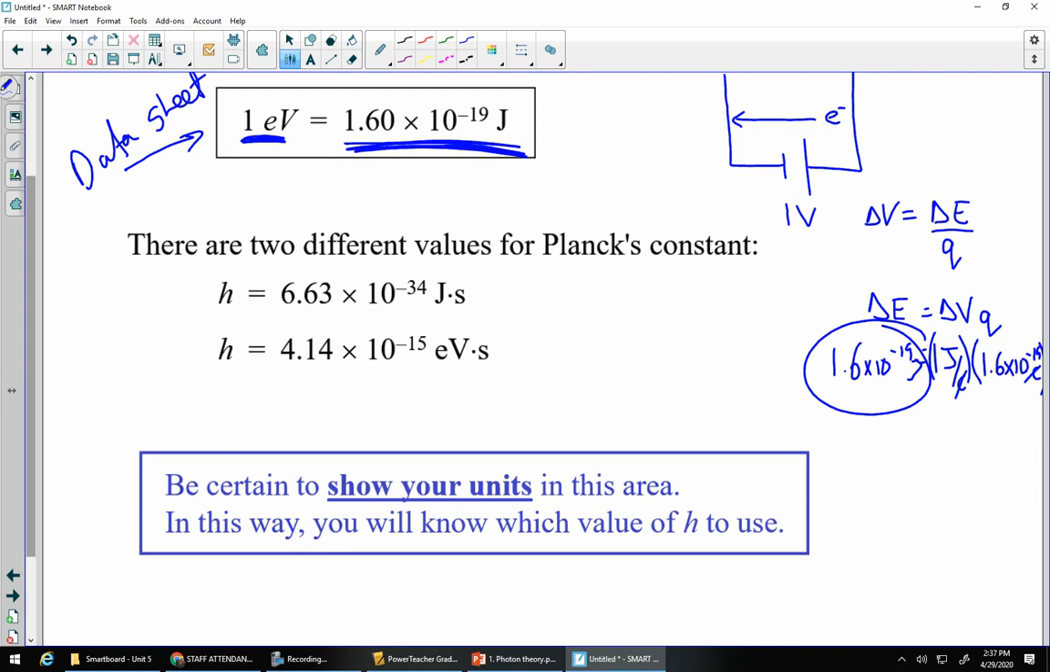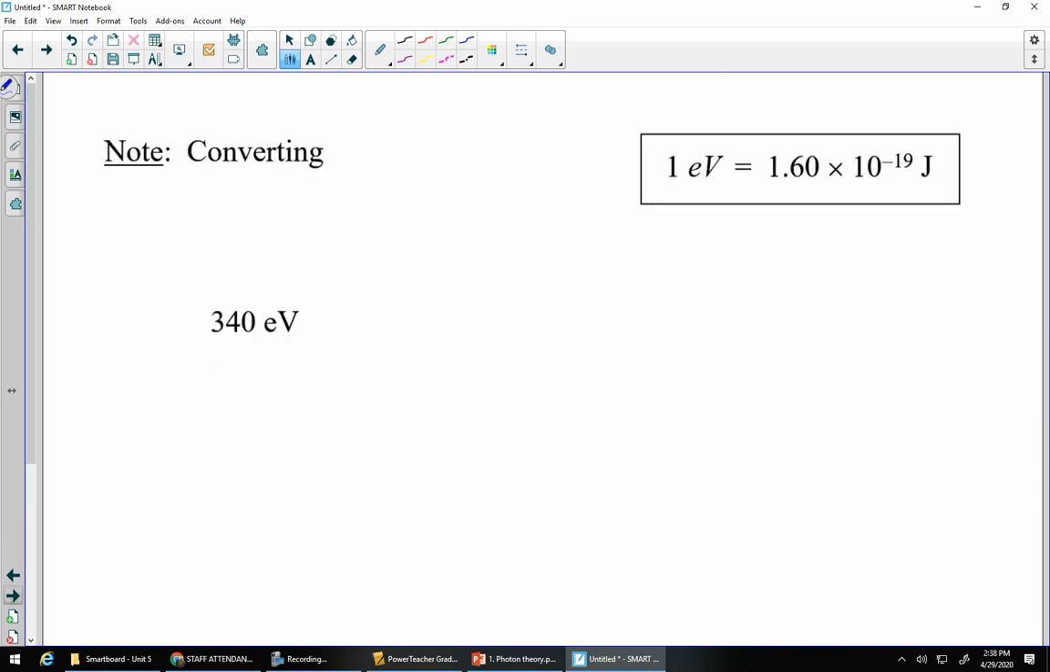Okay, so because there are 2 different ways to measure that energy, there are 2 different values for Planck's constant. There is 6.63 times 10 to the negative 34 joule seconds, or 4.14 times 10 to the negative 15 electron volt seconds. So be very careful, make sure you're showing your units, and make sure you know which value of Planck's constant to use. Cool.